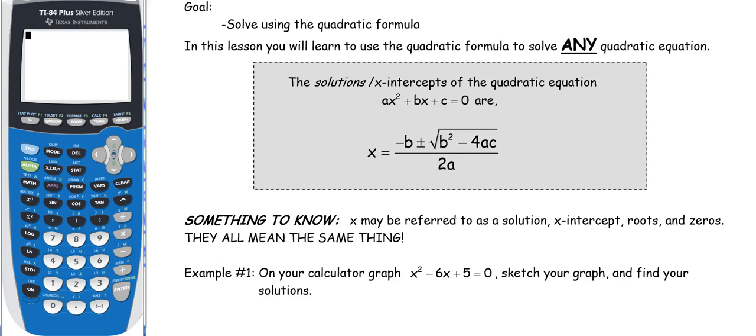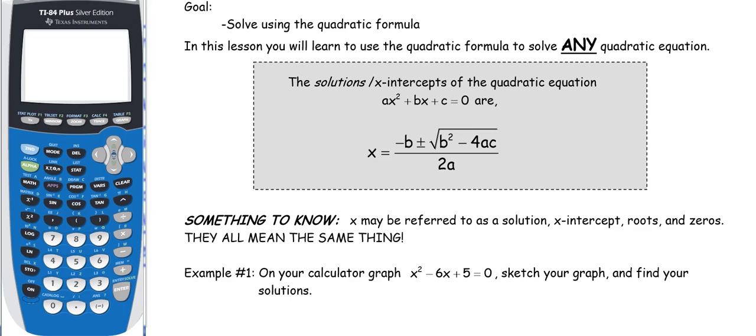This video is about solving using the quadratic formula. So in this lesson, you will learn to use the quadratic formula to solve any quadratic equation. So the solutions, or x-intercepts, of a quadratic equation, which has the form ax squared plus bx plus c equals 0, are x equals negative b plus or minus the square root of b squared minus 4ac all over 2a.